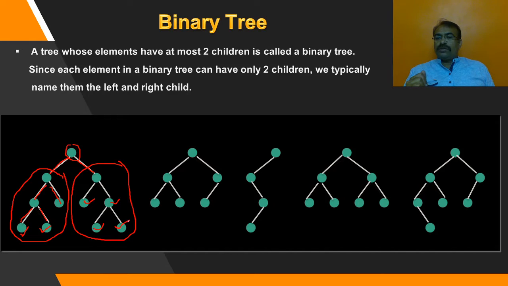It is not necessary that all the leaf nodes should be at the same level. Here you can see this is a leaf node and this is a leaf node. Both of them are at different levels. This is also a valid one. But the only thing we need to take care of in a binary tree is every node must have at the max two children. It can have 0, it can have 1 or it can have two children.